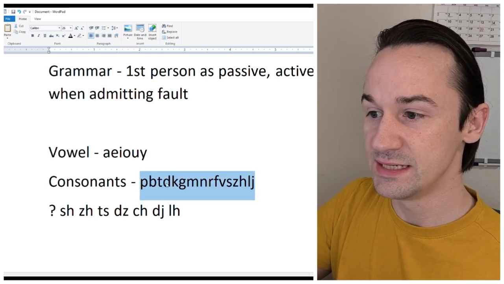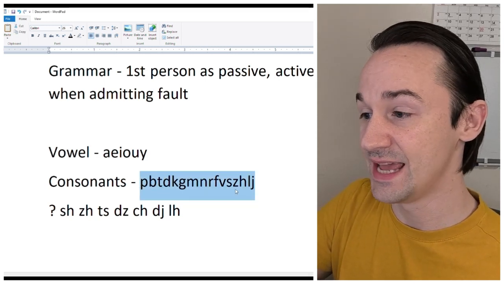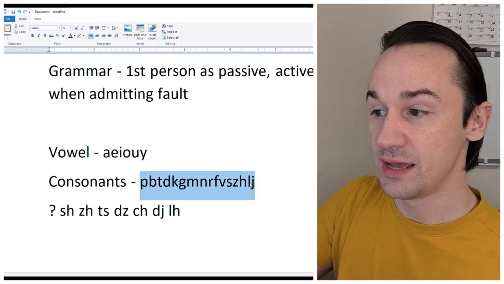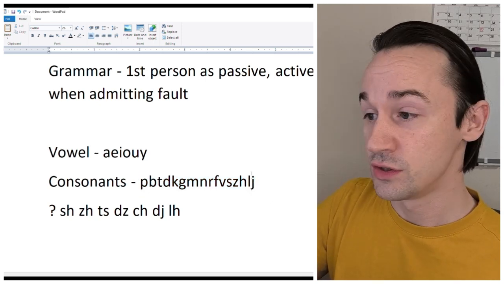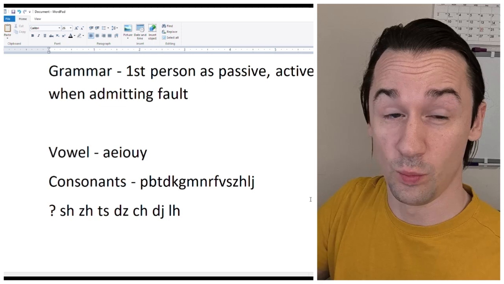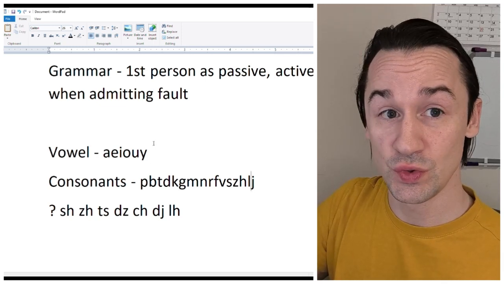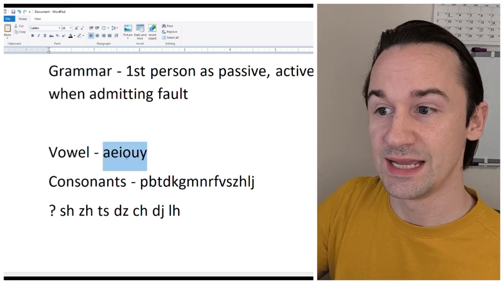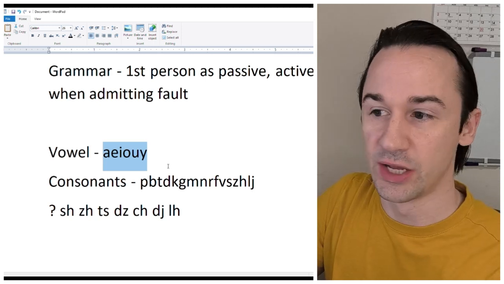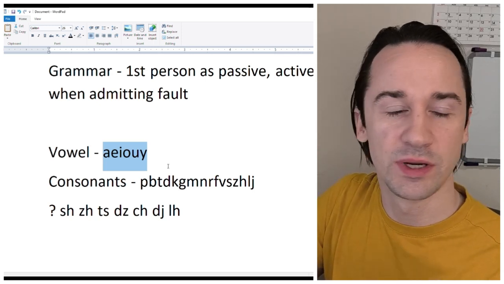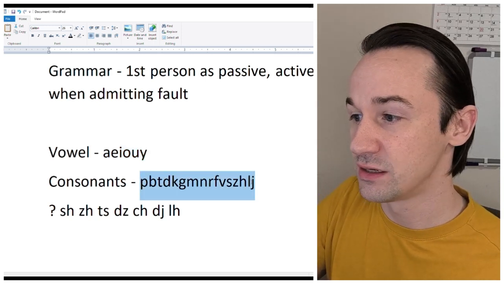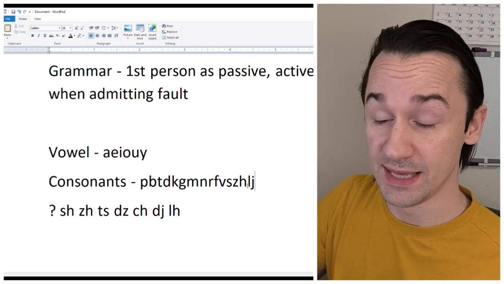B, P, B, T, D, K, G, M, N, R, F, V, S, Z, H, L, and J, which here I am using as a Y sound. So what English would call a Y, but remember Y is up here doing E, and I don't want to use any accents, like putting an umlaut over the U to make the E. I don't want to deal with that if I don't have to. So the J here is going to be a Y sound, which is what it is in the IPA anyway.